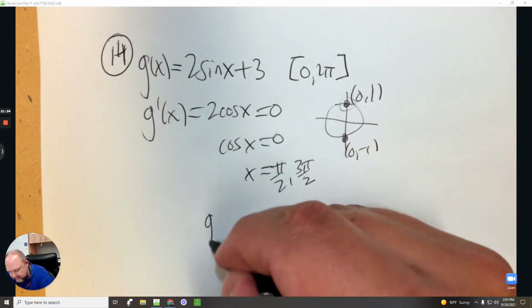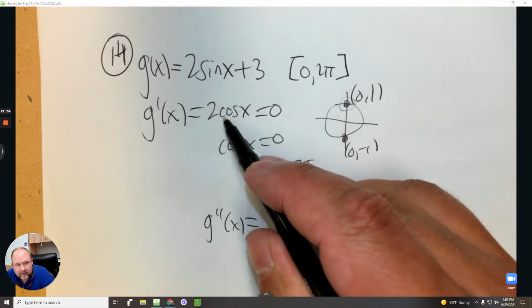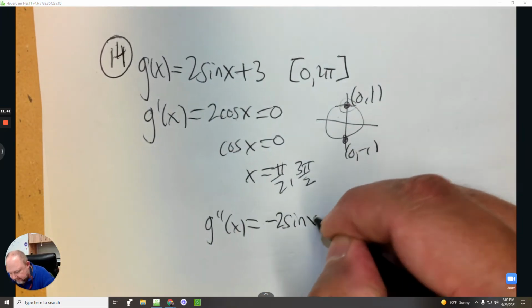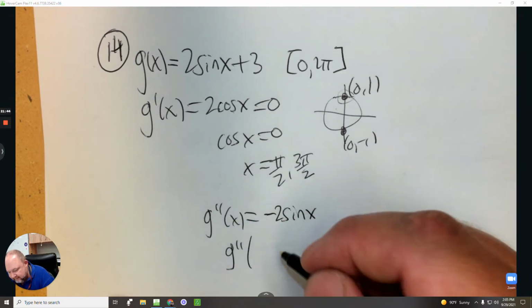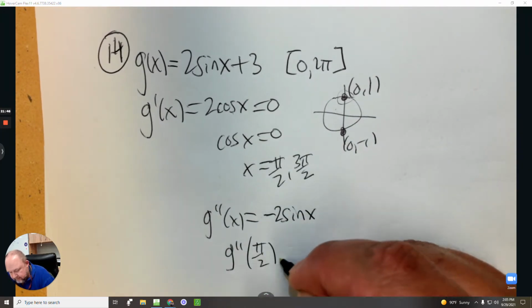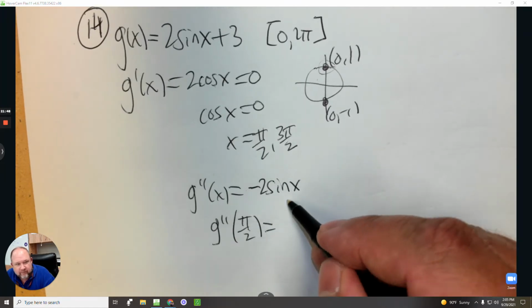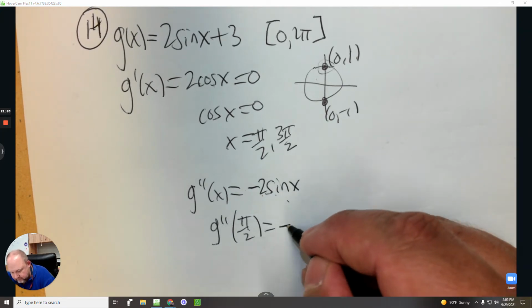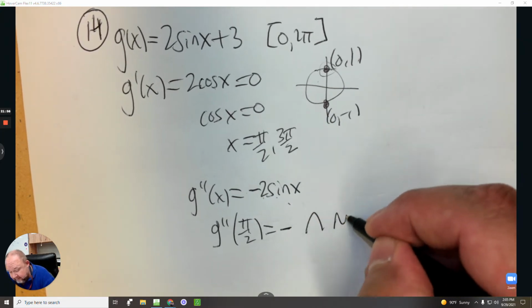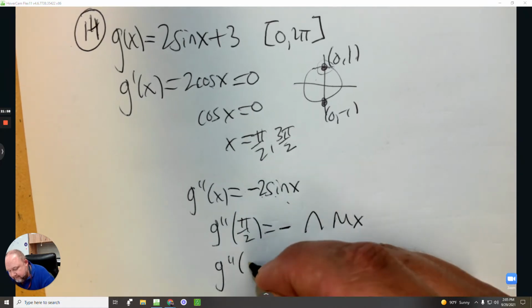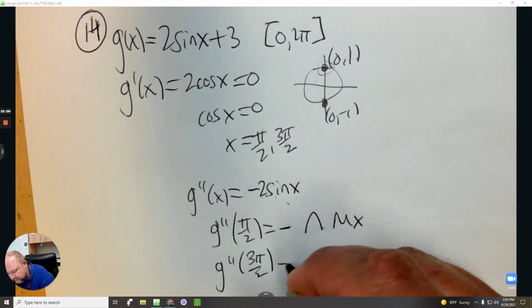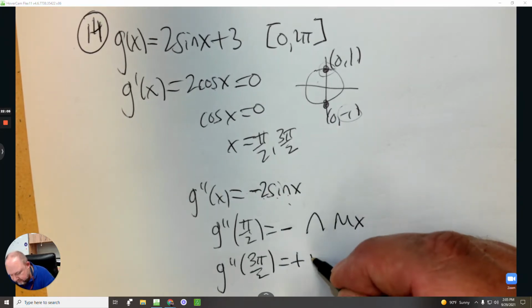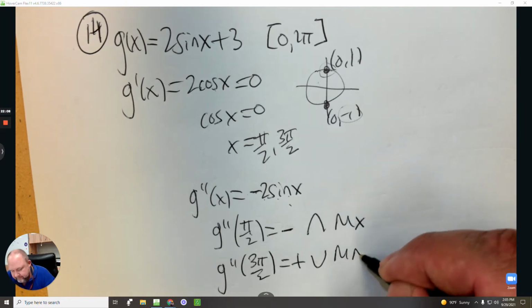Then find the second derivative. The derivative of 2 cosine x is negative 2 sine x, and then you plug in the angles. So if I plug in pi over 2, the value of sine at pi over 2 is positive 1, times negative 2 is a negative, so it is concave down, which is a maximum. And then at 3 pi over 2, it's negative 1, so a negative times a negative is positive, so it's a minimum. It's concave up.